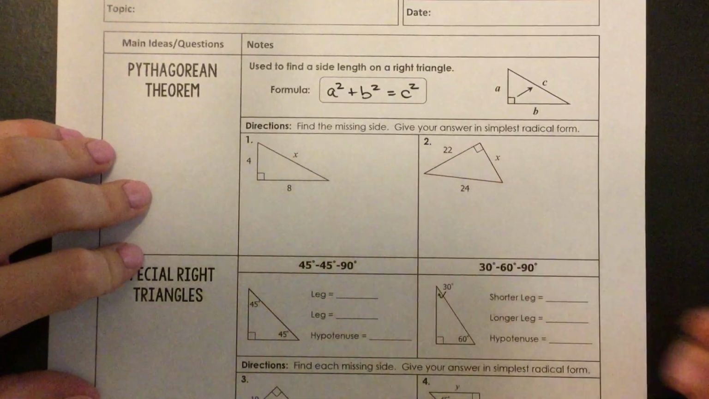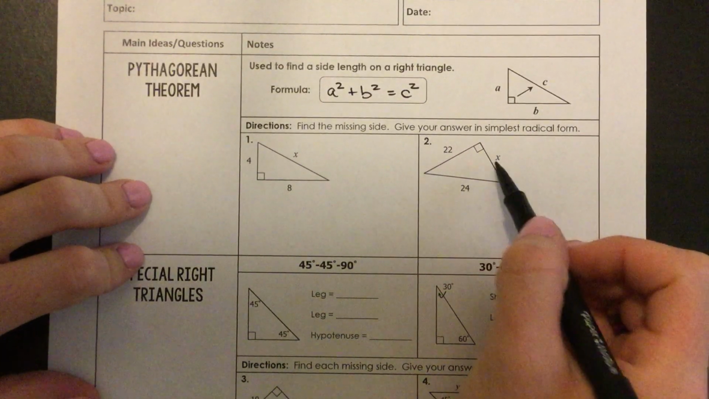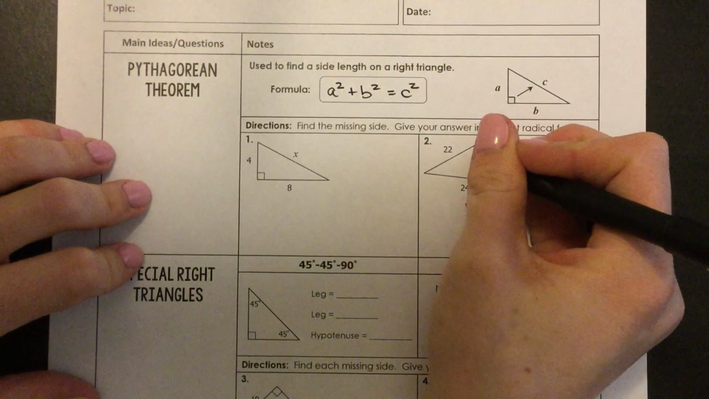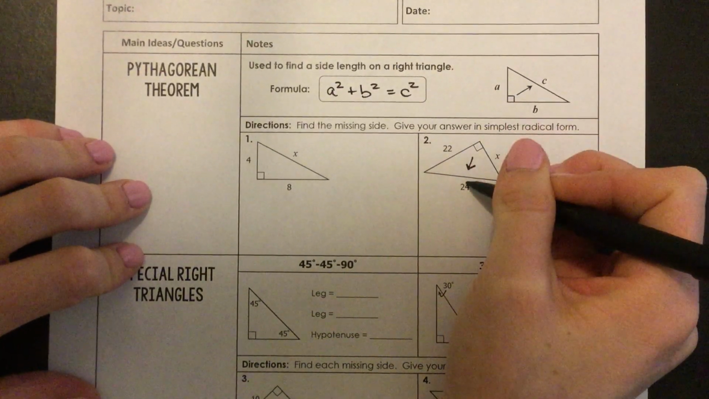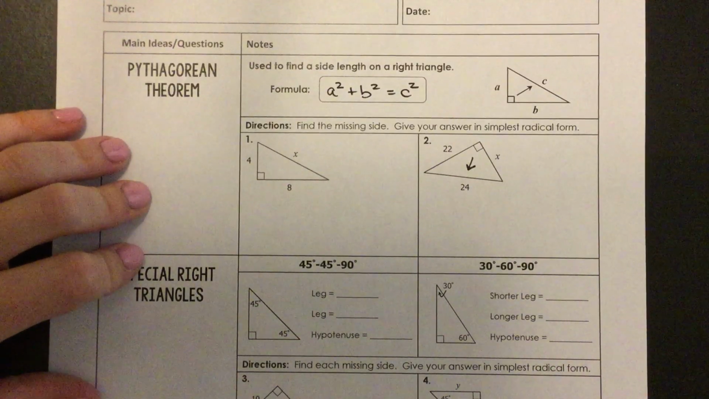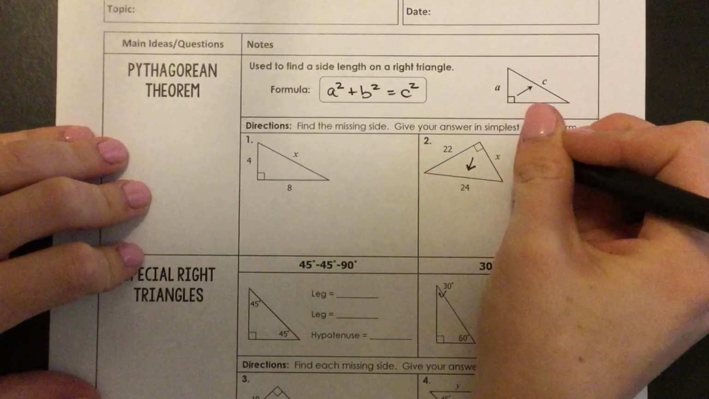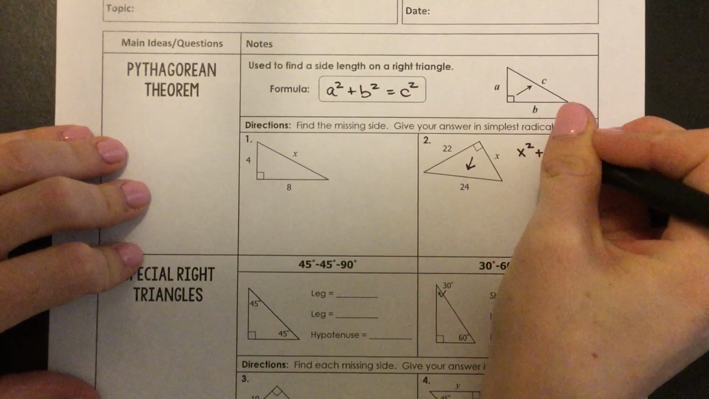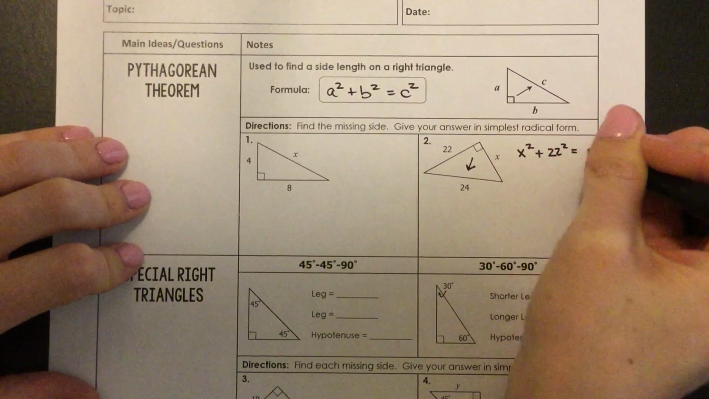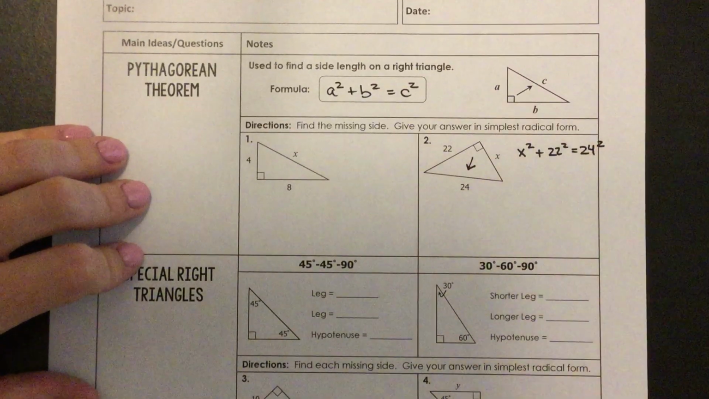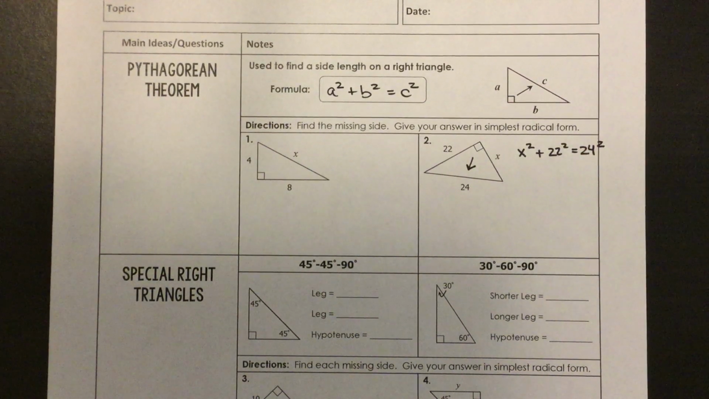So we're going to look at this question right here. The directions are to find the missing side. We know 22, 24, and then this is x. The right angle is right here, which means c is right here. So a squared plus b squared equals c squared becomes x squared plus 22 squared equals 24 squared. All right, so we set that up. It is very, very important that the hypotenuse goes in the correct spot.